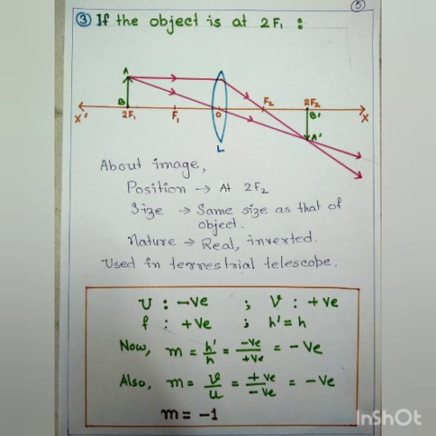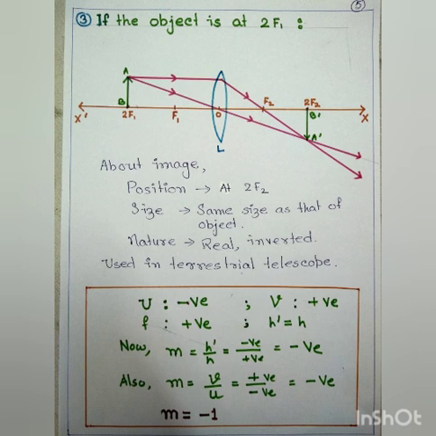Clear? So what is the position of the image here? At 2f2. What is the size of the image? Same size as that of the object. And nature is here also real and inverted. And this situation is used in the terrestrial telescope. Now let us discuss the magnification for this situation. This is a very special case for the convex lens. After discussion you will get the magnification is equal to -1.